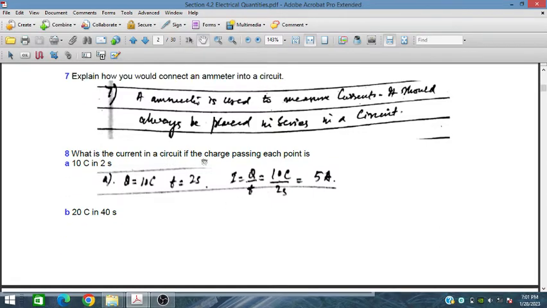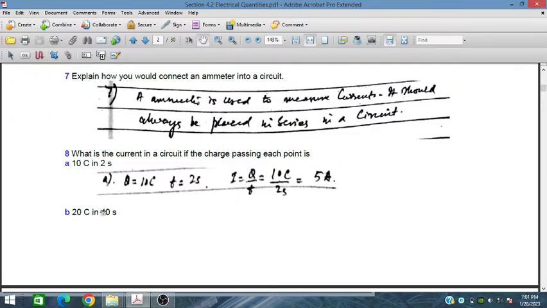What is the current in a circuit if the charge passing through a point is 10 coulombs in 2 seconds? So the charge is 10 coulombs and the time is 2 seconds. The current is charge upon time, so 10 coulombs divided by 2 seconds. So this is 5 amperes.